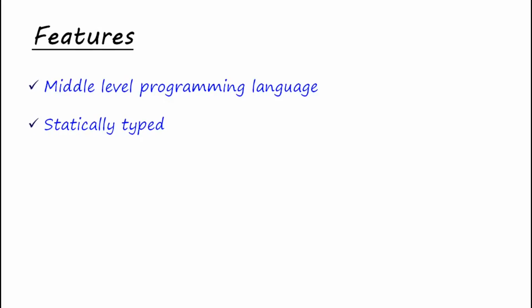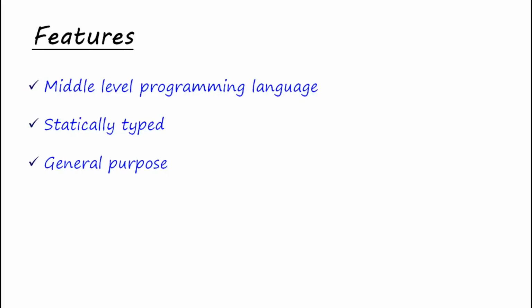Then it is a statically typed language. This means that whatever variables we declare, you need to tell whether it is an integer or decimal or whatever in the code itself. The compiler is not going to decide the type on its own. You have to define it in the code itself. So it is statically typed. When you type it, you need to define the data types.